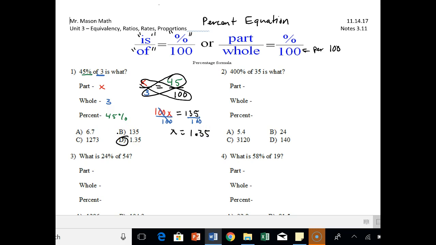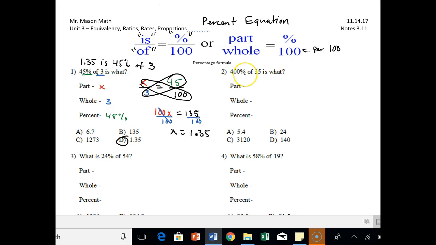So let's figure out what this actually means. Basically, this is saying that 1.35 is 45% of 3. And think about that. What's half of 3? Well, that's 1.5. So 1.5 is 50% of 3. So it kind of makes sense that 1.35 could be 45% of 3, right?